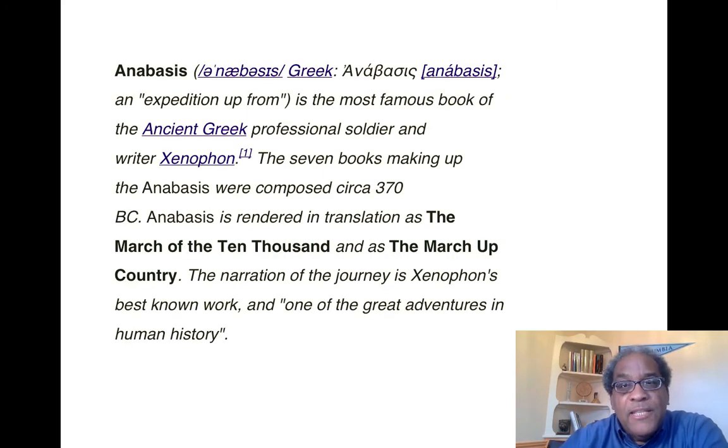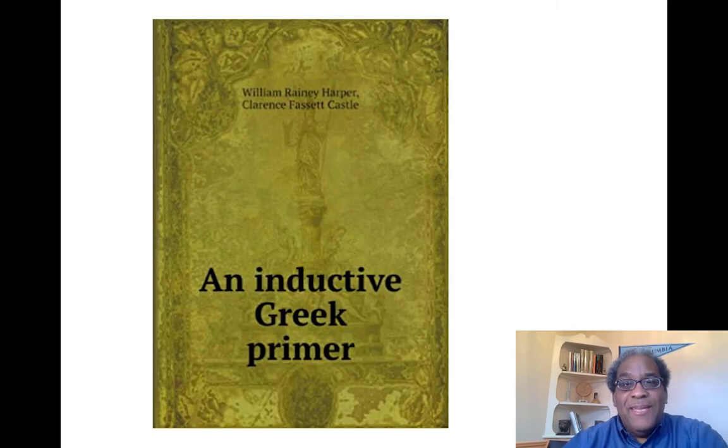Now, the Anabasis is, just reading from the wiki page, the most famous book of the ancient Greek professional soldier and writer Xenophon. The seven books making up the Anabasis were composed around 370 BC. The Anabasis is usually rendered in translation as the March of the 10,000 or as the March Up Country. The narration of the journey is Xenophon's best known work and, quote, one of the great adventure stories of human history.